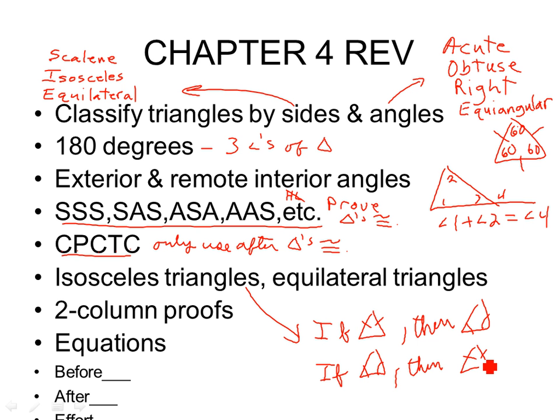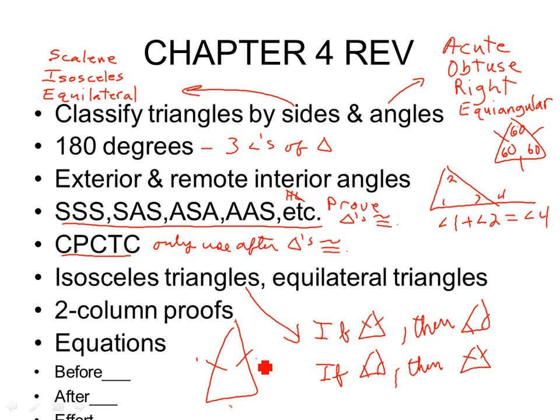In an isosceles triangle, make sure you remember the parts. What's this angle called in an isosceles triangle? Vertex angle. How about these two bottom angles? Base angles. How about this bottom side? Base, and the other two sides? Legs.